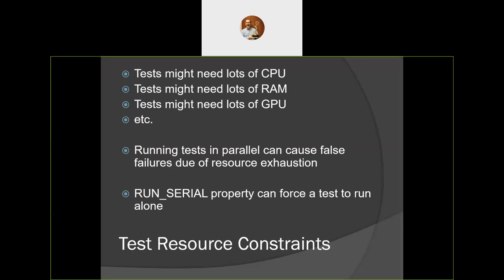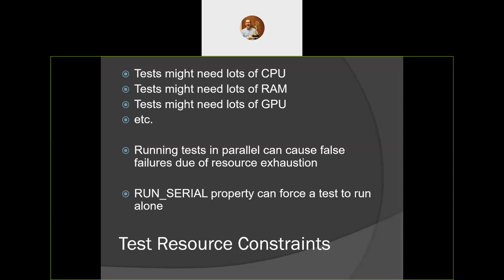So resource constraints: when you're running different test cases, they might need lots of CPU, or they might need lots of RAM. They might need lots of GPU. You don't want these tests failing simply because when you're running your tests in parallel, you ran it with this CPU hungry test in parallel with a bunch of other tests. Because those other tests are also using CPU, now suddenly this CPU hungry test exceeded its timeout value and started failing. And then you run it in isolation, run that test by itself, and it never times out.